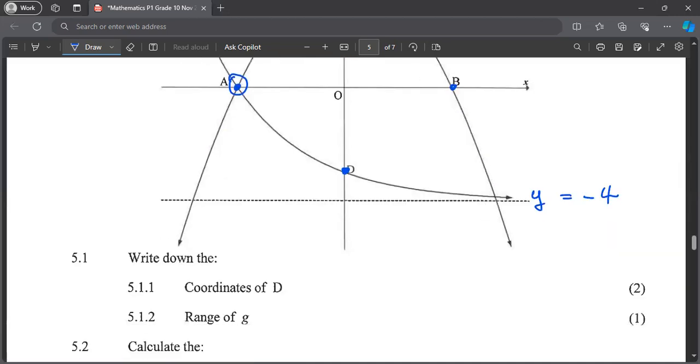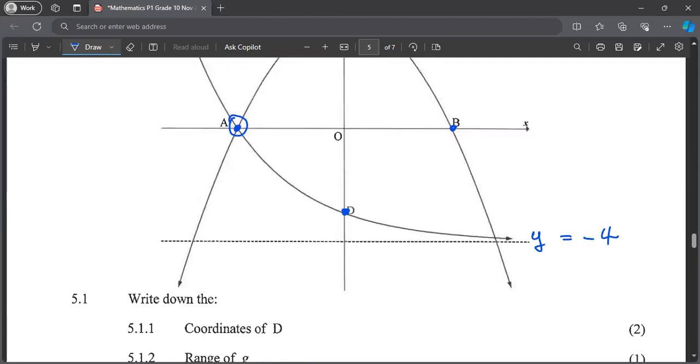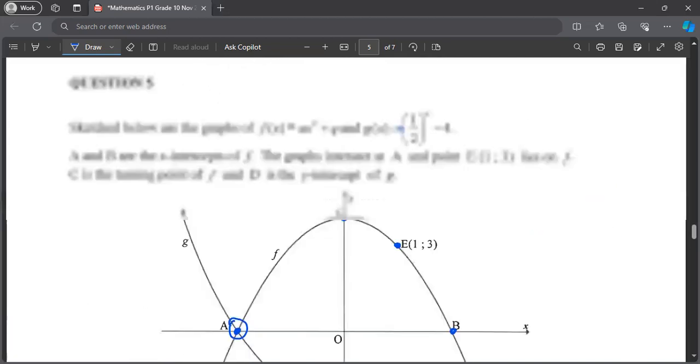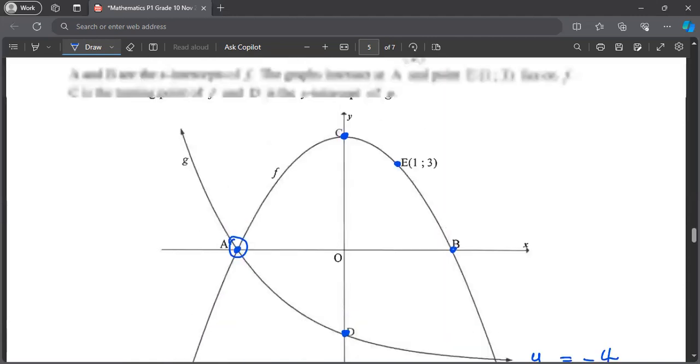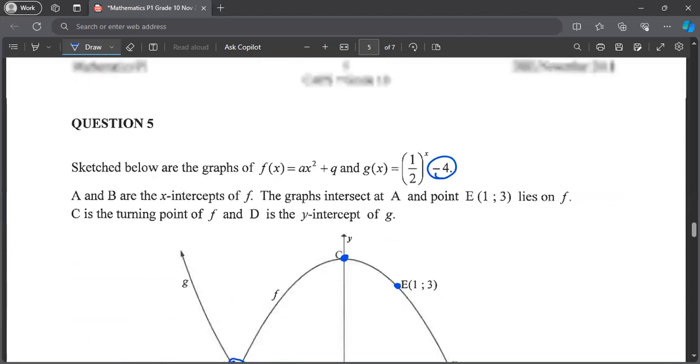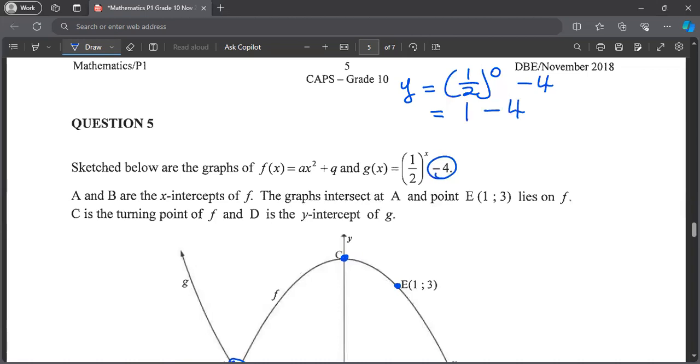Then the first question says, write down the coordinates of D. So we said D is actually the y-intercept of the exponential function. In order for us to find the y-intercept, we have to let x be 0. Now, any number to the power 0 is 1, and 1 minus 4 is -3. So this means the coordinates of D will be where x is 0, y is -3.